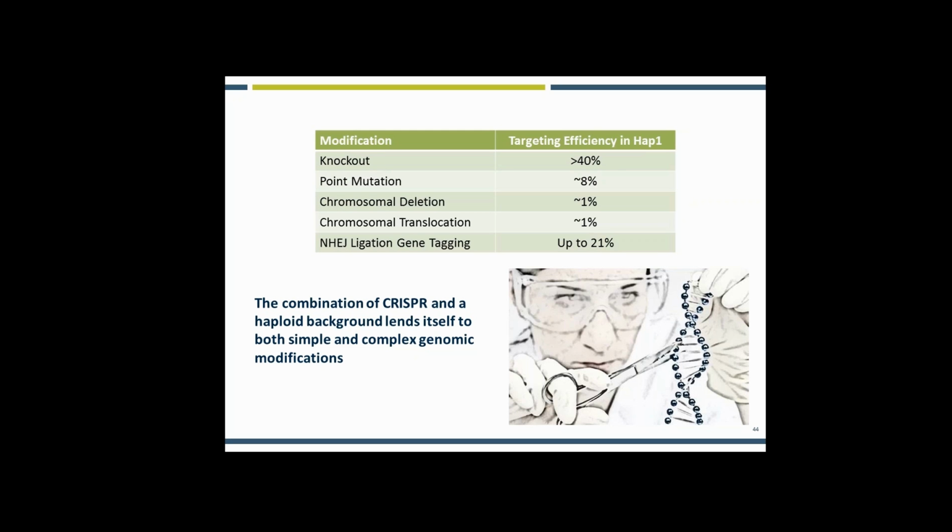So for example, point mutations, we've seen efficiencies of 8%. For large chromosomal deletions and for chromosomal translocations, efficiencies at 1%, and for our NHEJ-based ligation gene tagging approach, up to 21% tagging efficiency. And so I think this highlights that this combination of CRISPR and the haploid background really does lend itself to both simple and complex genomic modifications.